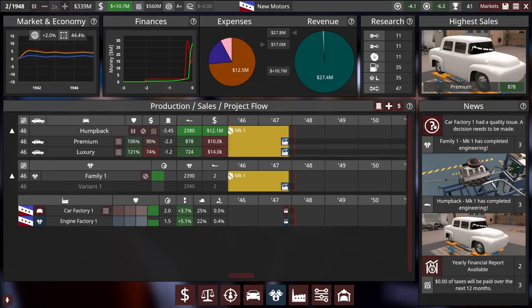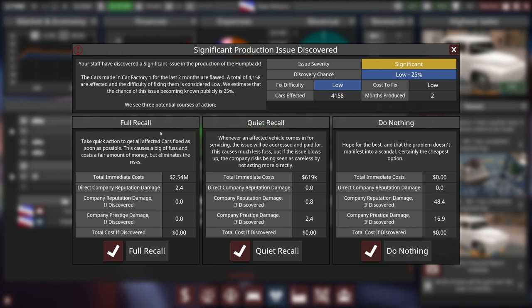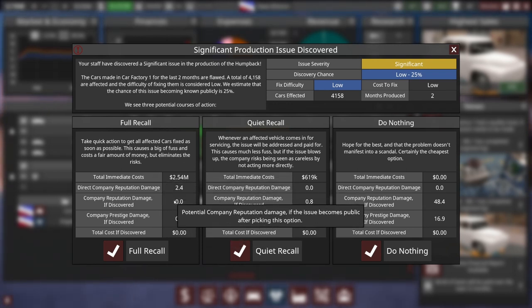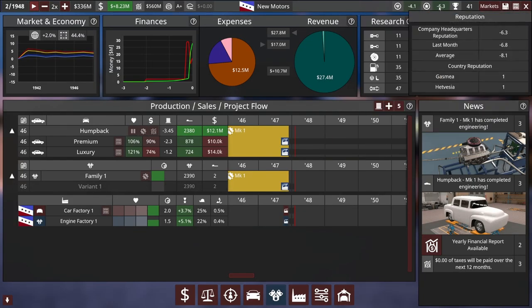Uh-oh, quality issue. Remember, there was a 0.5% chance for every month of having a recall? Well, that's happened to us now. And what do I want to do here? We'll do a full recall. It's going to hurt our reputation a little bit, but it should be worth it. We've got to preserve our prestige.